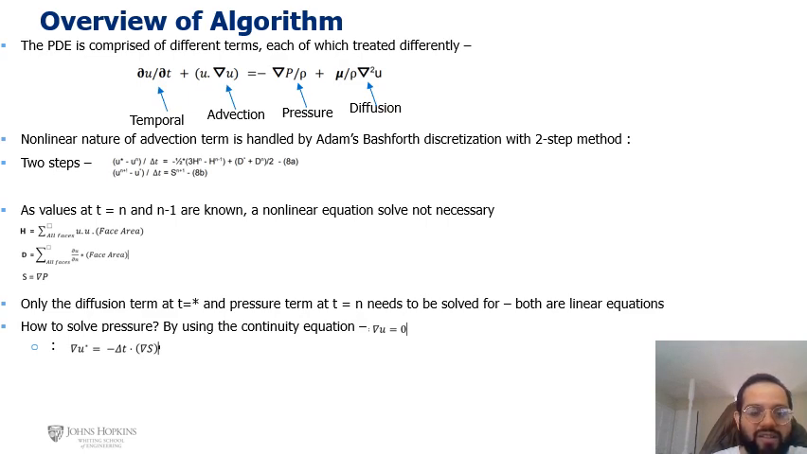The first step is where we update the velocity based on the convection and the diffusion without considering the pressure. And in the second step, which is called the continuity correction step, the u is updated with this pressure value to satisfy the second equation, the continuity equation. That's the overview of the algorithm. Now next I'll just quickly go over the pseudocode.